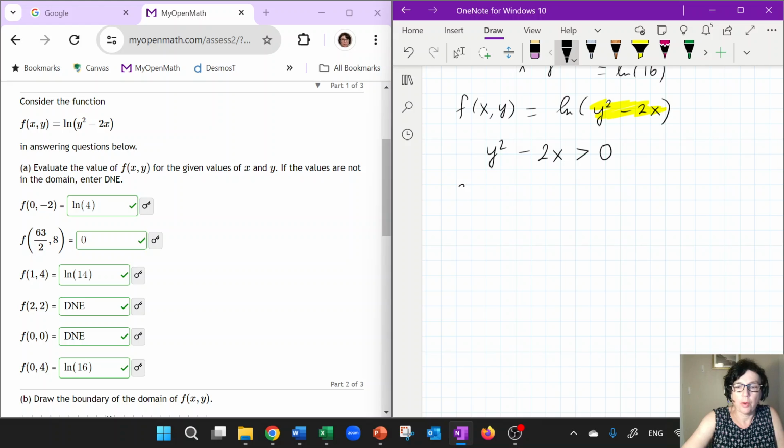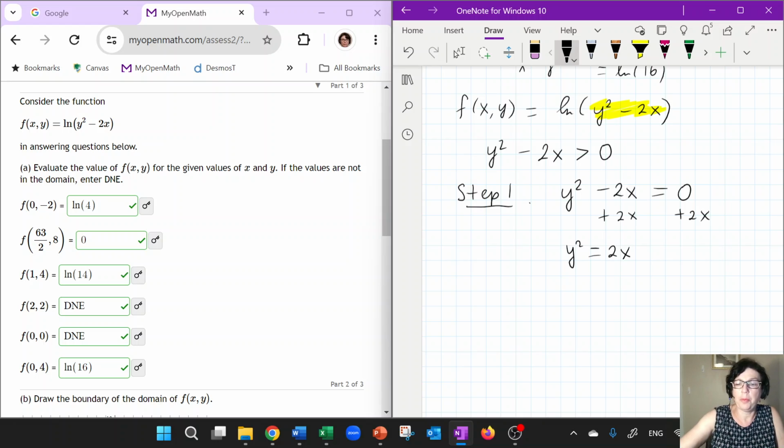Okay, so now this is done in steps. Step number 1 to find the domain is to turn the inequality into an equality. So you're going to get y squared minus 2x equals 0. Now I need to solve it either as y as a function of x or as x as a function of y. In this case, it is going to be x as a function of y. So if I add 2x to both sides, I wind up with y squared equals 2x.